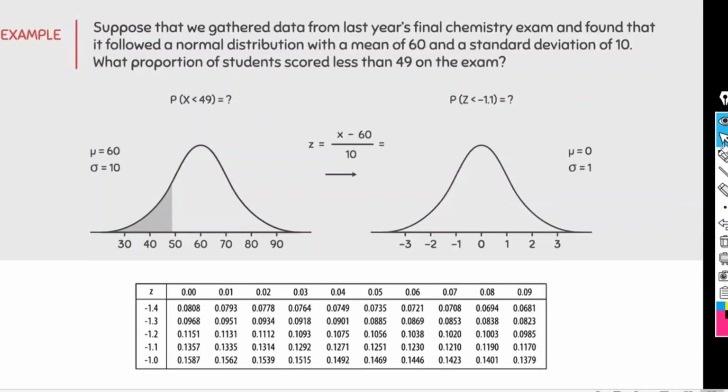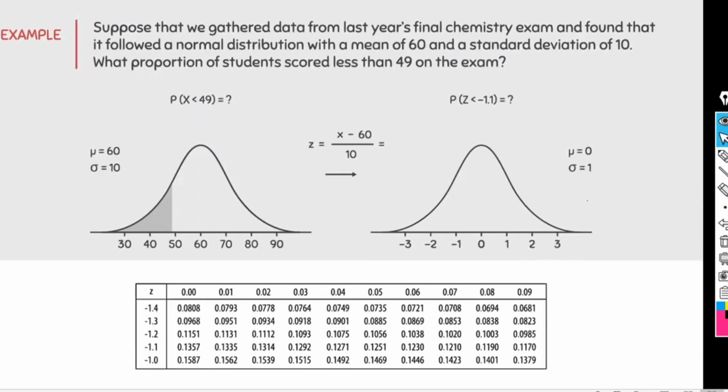Calculate for 79. 79 minus 60, with respect to that, what is the answer? 79 minus 60 is 19. 19 divided by 10 is 1.9. Here for 1.9, in the given table 1.9 is not there. Up to 1.4 is the maximum. Yes, 1 minus of that, you can take.